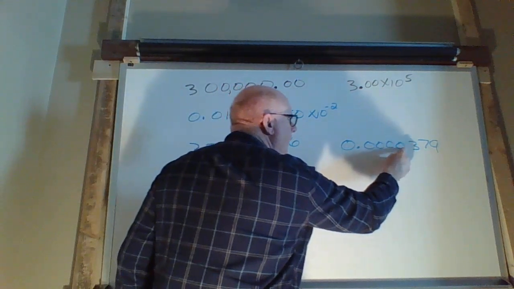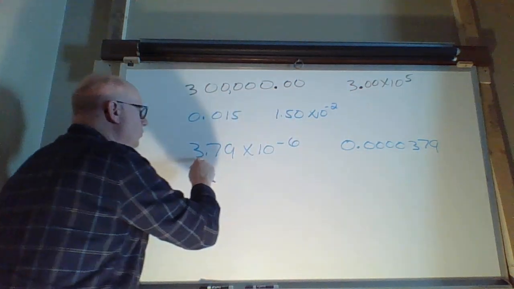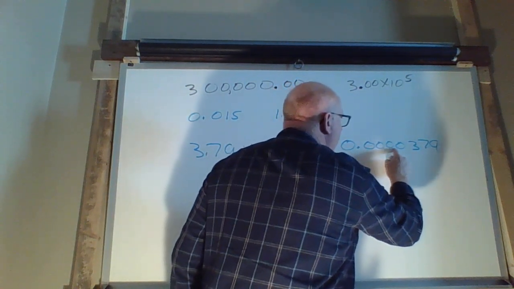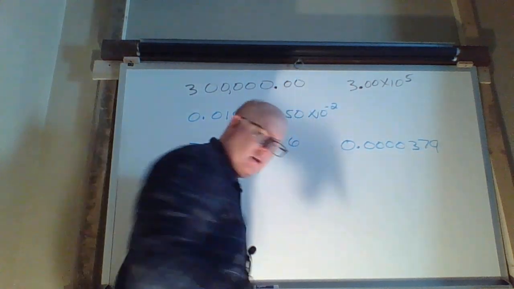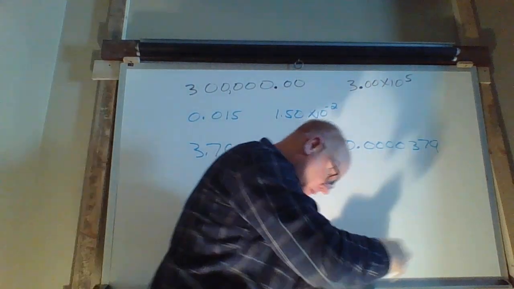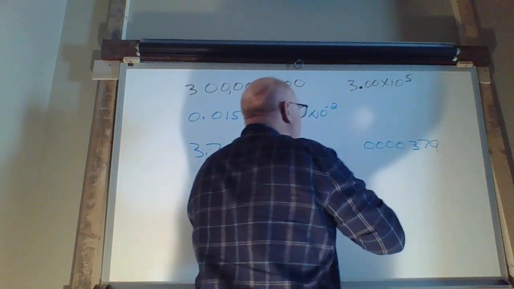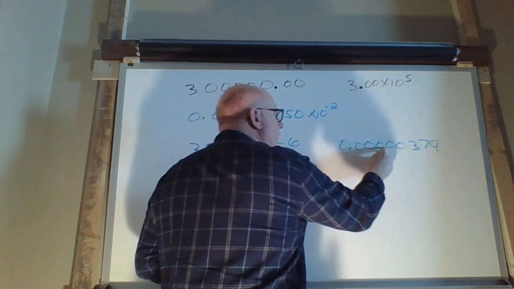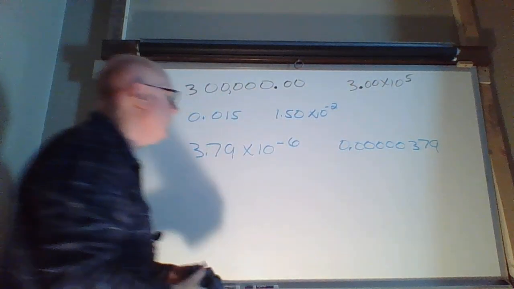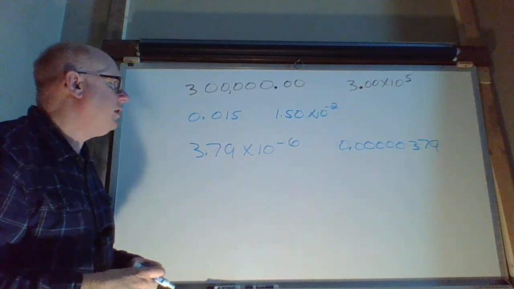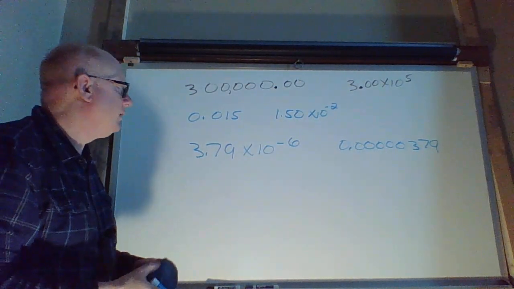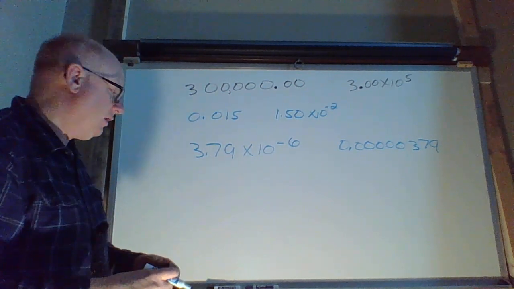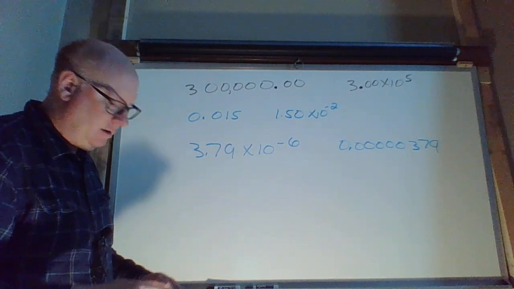1, 2, 3, 4. Oops. 1, 2, 3, 4, 5. Oh, I need to put one more 0 in there. Okay. Now I think we got 6. 1, 2, 3, 4, 5, 6. There we go. Okay. So I just was off by 1 zero in that context. All right. So that's how you actually do scientific notation.